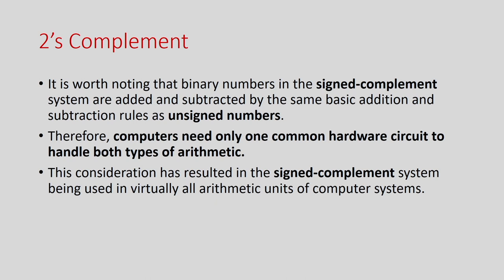Okay. So, just to summarize, this 2's complement is the most conventional way to store signed numbers in hardware, and this needs only one common hardware circuit to handle both types of arithmetic, both addition and subtraction, and the resulting complement system is signed. Virtually it is the arithmetic unit of every computer system, right. So, any digital system always stores the result in 2's complement form, so that you just have to do addition for this. Okay.